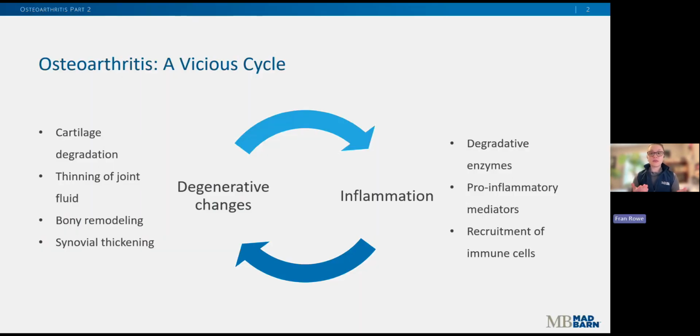All right, so we left off that part 1 video with this concept that osteoarthritis is really a cycle of degeneration that feeds into itself. So these degenerative changes, once they start in the joint, are going to incite inflammation, and that's going to lead to even more degenerative change, which will lead to more inflammation, and so on and so on. So when we talk about treatment or management strategies, we'll be looking to target these two big categories: degenerative change on the one hand and inflammation on the other.